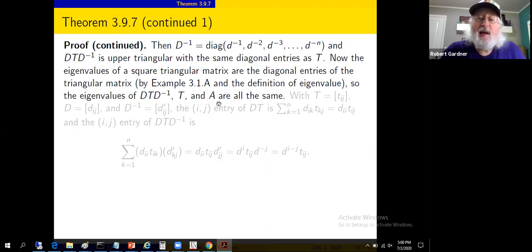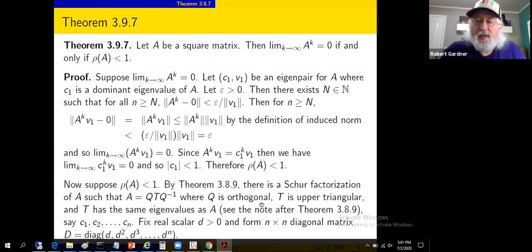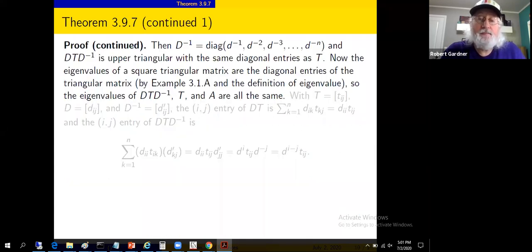Hey, A has the same eigenvalues as the entries on the diagonal of matrix T because we used a Schur factorization of matrix A. Let's check back on the previous page real quick. T is upper triangular. T has the same eigenvalues as A. And being upper triangular, those eigenvalues must be c1 through c sub n, and they appear along the diagonal of the triangular matrix T.